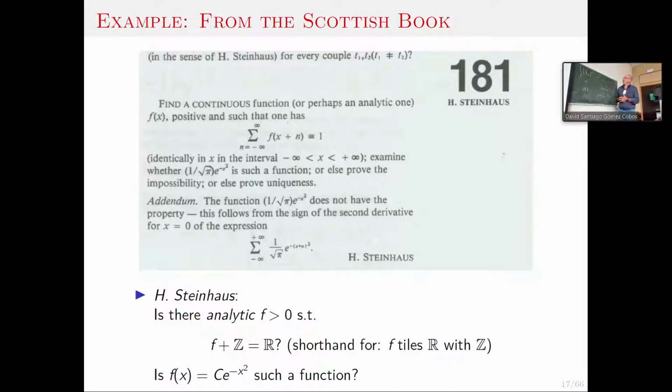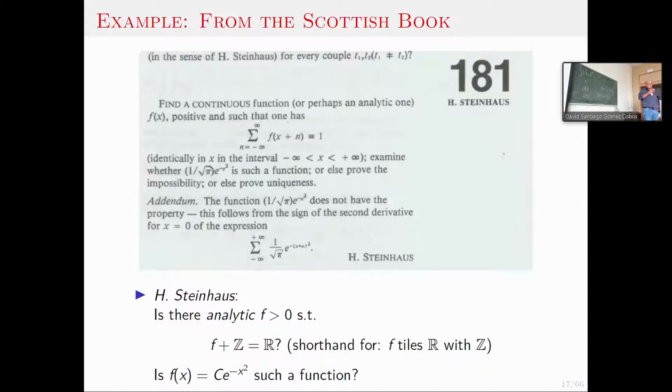Number 181 by Steinhaus, asking essentially this. Can we find, in one dimension, an analytic f which is strictly positive everywhere, such that, as I denoted here, it tiles if translated by the integers? It's written explicitly here. We want this to be true everywhere. Not only did they ask if there exists such a function, but they proposed a candidate. And this is the interesting thing. The candidate they proposed, I guess Steinhaus himself, was the Gaussian function, e to the minus x squared.